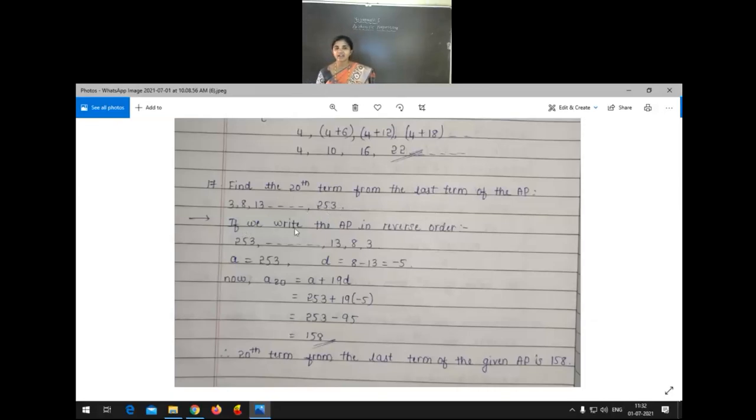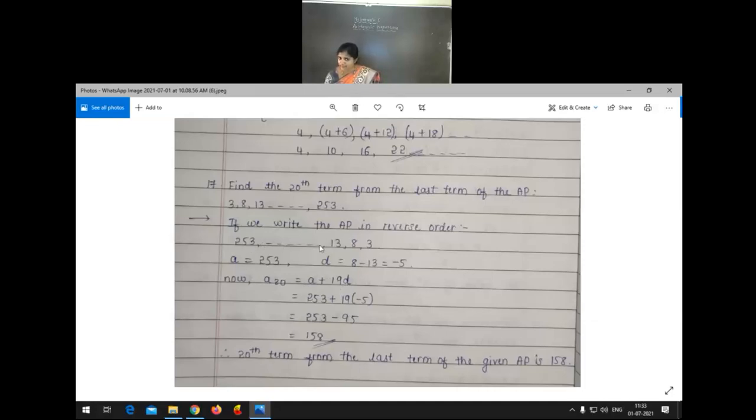Okay. Now if we write the AP in the reverse order, 253 and so on, 13, 8, 3, again. In the reverse order, A is 253. There is no difference anywhere you look, the difference is -5. So now A20 we have to find out. A20 is equal to A plus 19D. Got the idea of this problem, students?